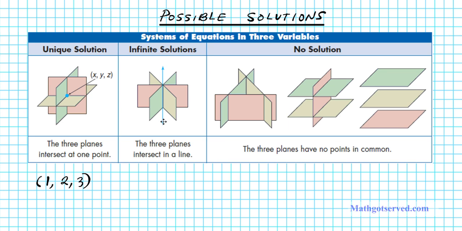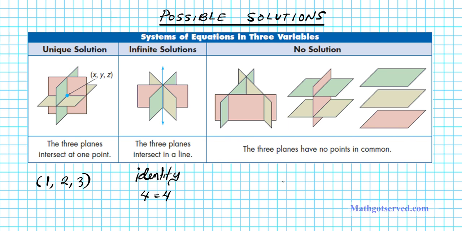You can also have infinitely many solutions, where the three planes intersect in a line. How do you know when you have infinitely many solutions? When you end up with an identity, a statement that's always true. For example, when solving, you end up with something like 4 equals 4. That is always true. The variables cancel out and you end up with an identity. Then you know that you have infinitely many solutions.